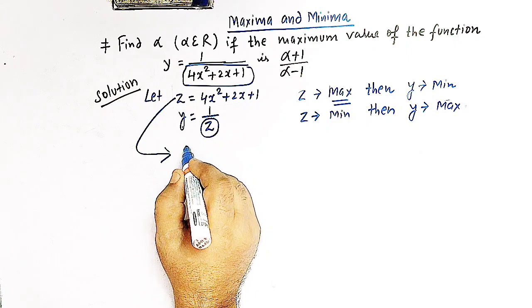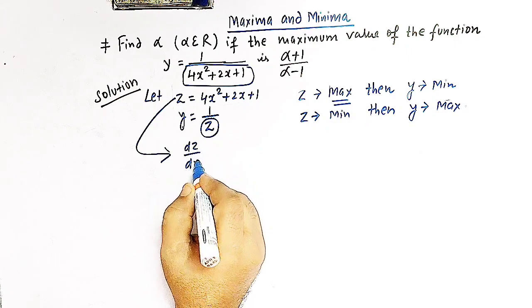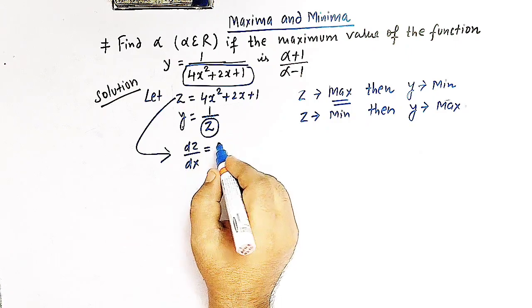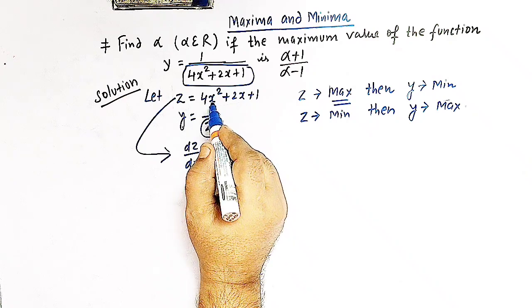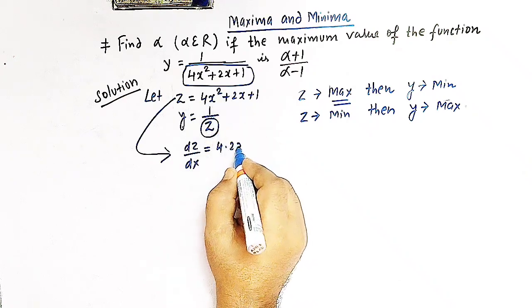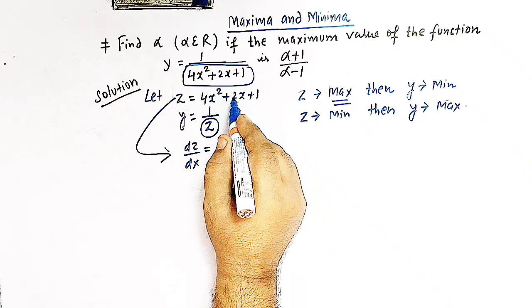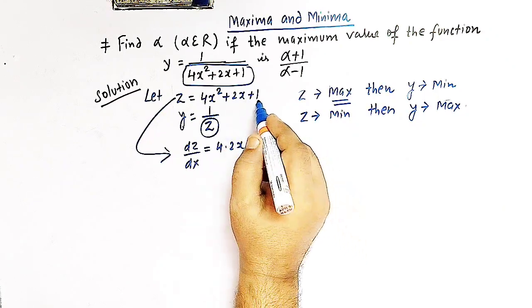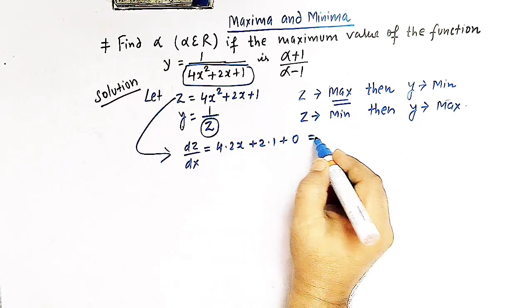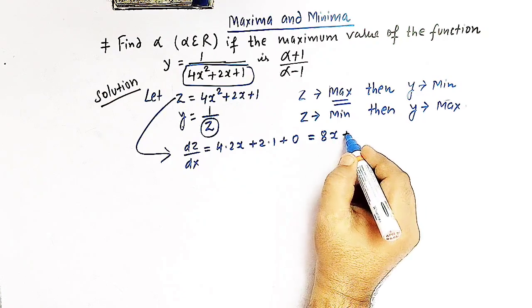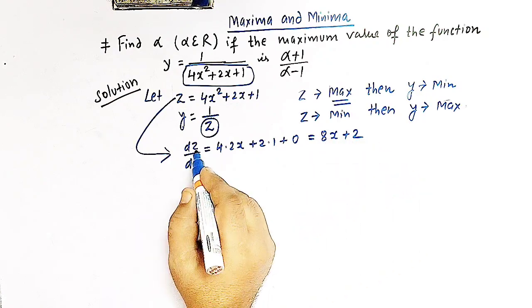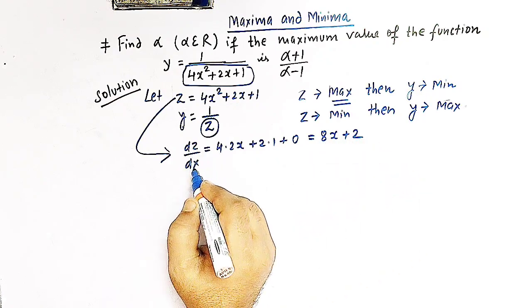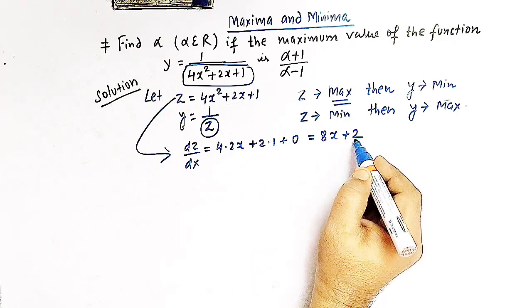So let us differentiate z with respect to x. So dz over dx is 4 times the derivative of x square, that is 2x, and here we have 2, the derivative of x is 1, the derivative of 1 is 0, so we have 8x plus 2, right? So the first derivative of z with respect to x is 8x plus 2.